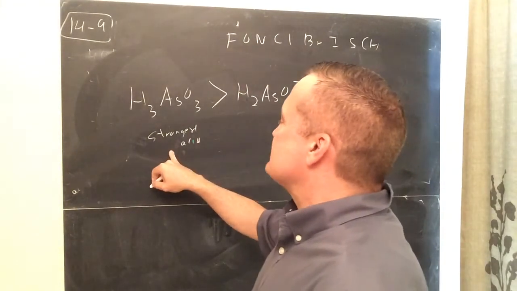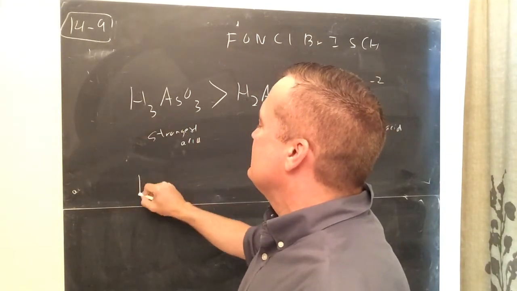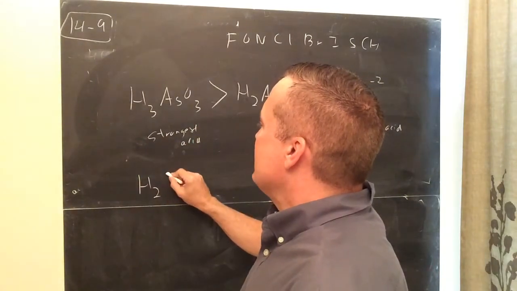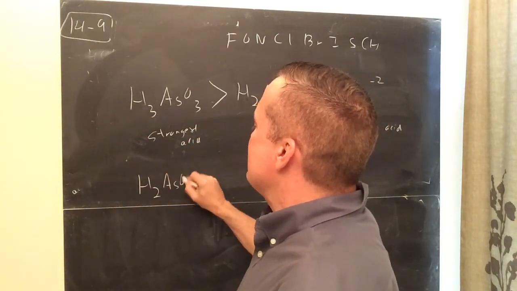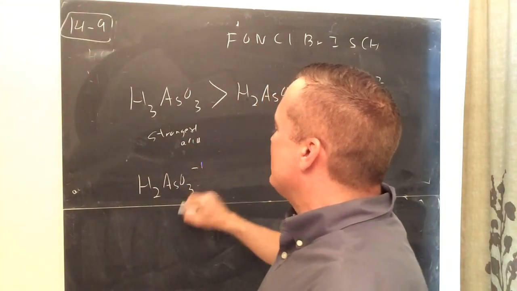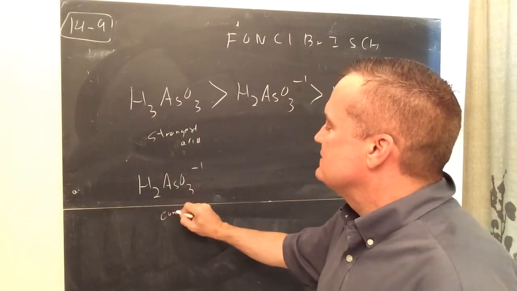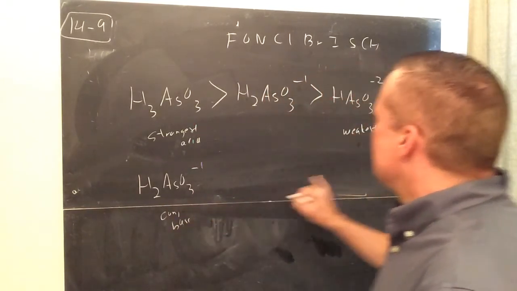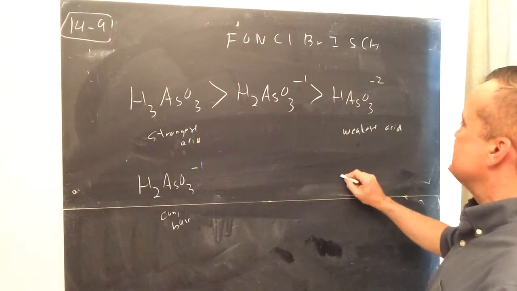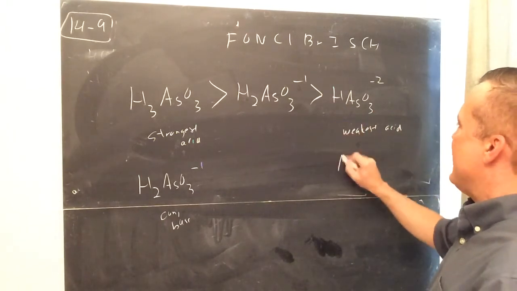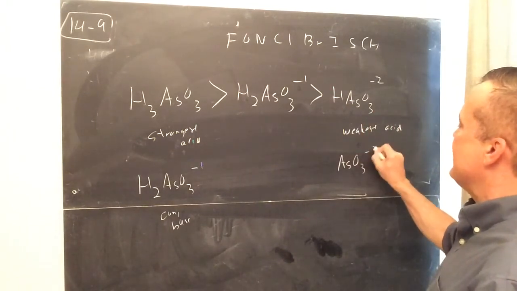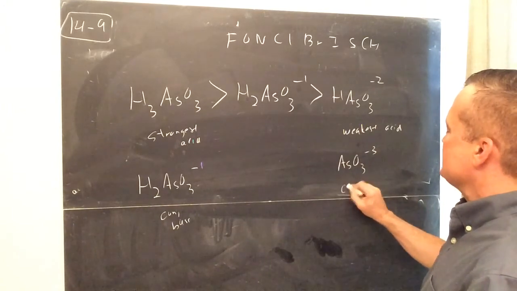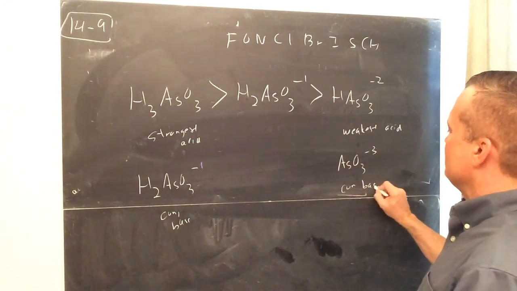So if this is the strongest acid, what is its conjugate base going to be? Just take off one H. H2AsO3 -1. That will be the conjugate base. But for this one, the weakest acid, its conjugate base, if you take away that, will be AsO3 -3. All right, conjugate base.